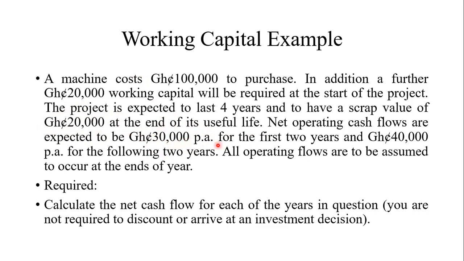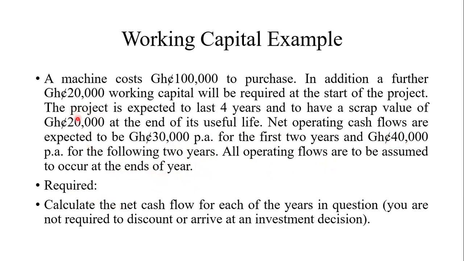And this is for the first 2 years. And for the third year, this net operating cash flow is going to be 40,000 per annum. All operating flows are to be assumed to occur at the end of the year. In fact, this is the basic assumption underlying investment appraisal, that cash flows are deemed to occur at the end of the financial year. Now we are required to calculate the net cash flow for each of the years in question.